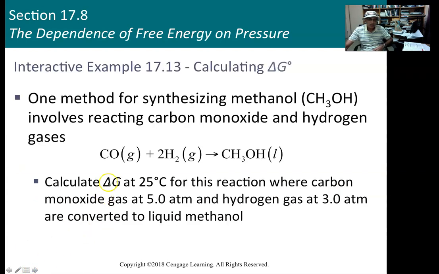Okay, let's look at one example here: the synthesis of methanol from carbon monoxide and hydrogen. These are gases going into a liquid, and already you can see from positional probability, or entropy, that it is a decrease, because this is a liquid coming from the gas state, so you expect a negative entropy change here. So calculate delta G at 25 degrees Celsius for this reaction, with the pressures given for carbon monoxide and hydrogen gas. So they are not under standard conditions. These are 5 and 3.